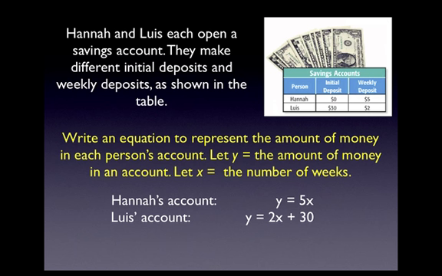Well, let's see what it wants us to do. Here it wants us to write an equation to represent the amount of money in each person's account. We'll let y equal the amount in an account, and we'll let x equal the number of weeks. In Hannah's account, the equation turns out to be y = 5x. So the total amount in her account is equal to the $5 times the number of weeks. Whereas Lewis's equation is the total amount is $2 times the number of weeks plus the $30 that he initially deposited.